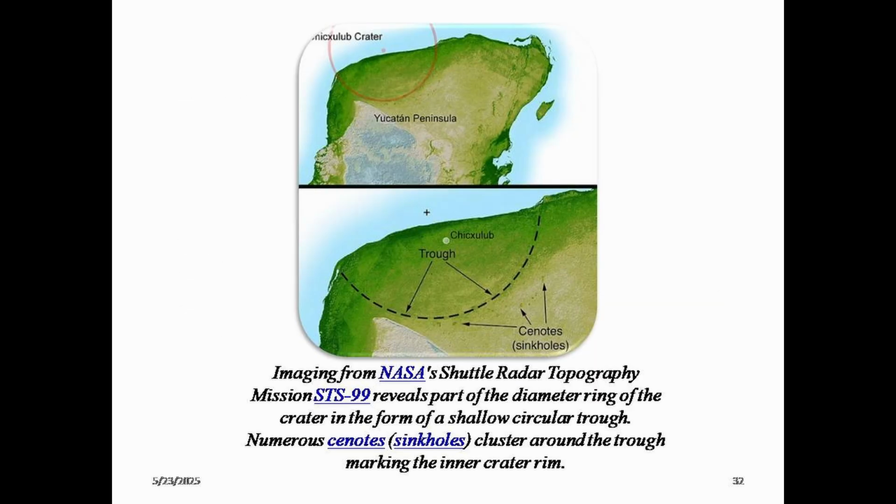Imaging from NASA's Shuttle Radar Topography Mission STS-99 reveals part of the diameter ring of the crater in the form of a shallow circular trough. Numerous cenotes, sinkholes, cluster around the trough, marking the inner crater rim.